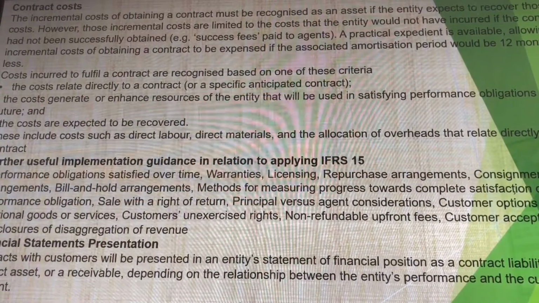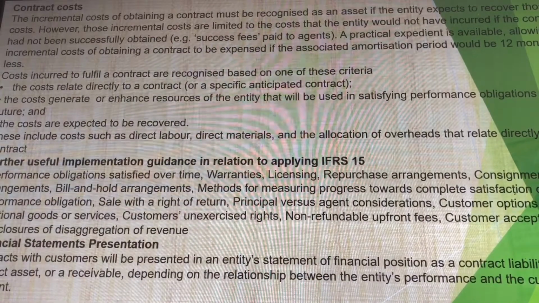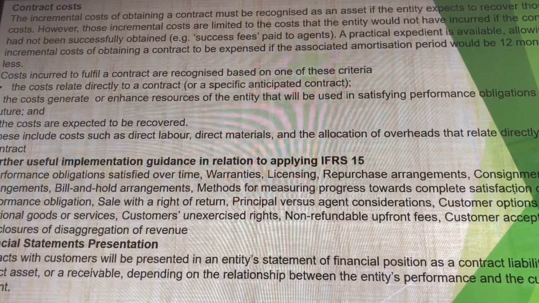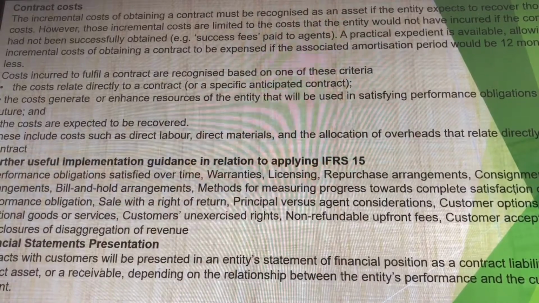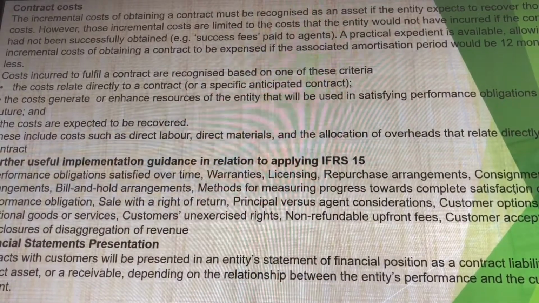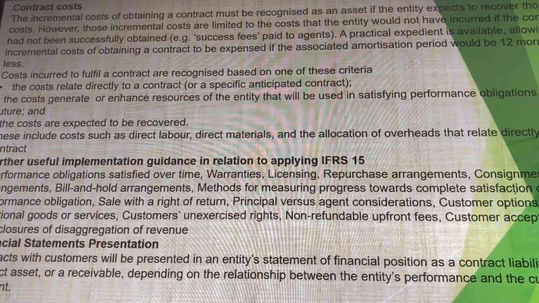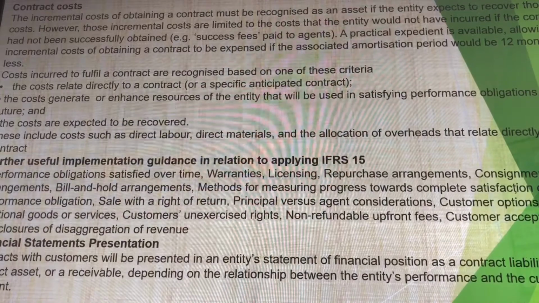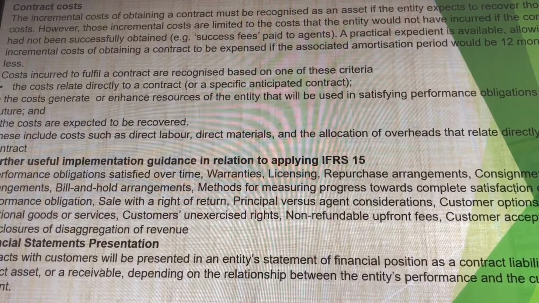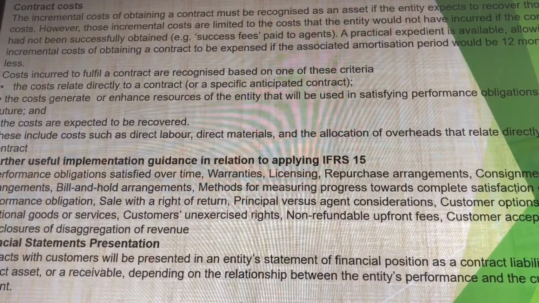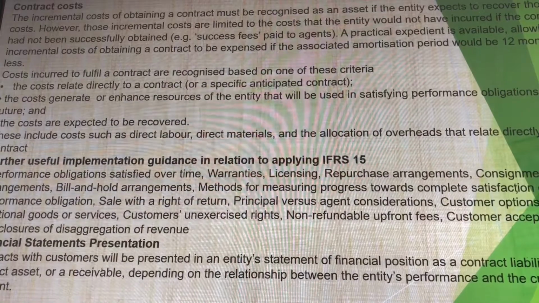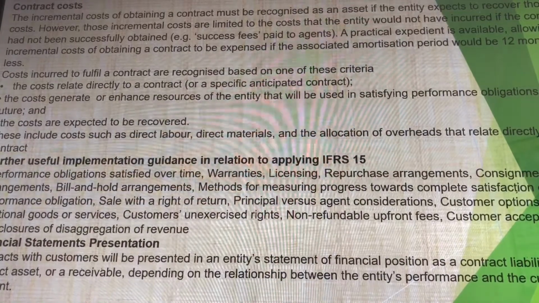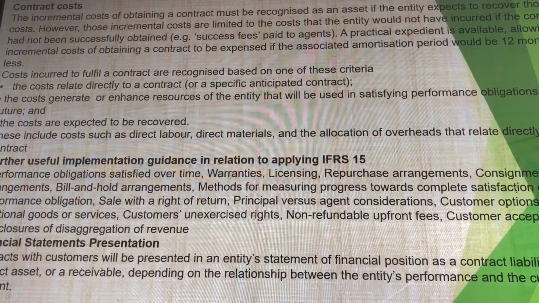So let's talk about further implementation of IFRS 15. Performance obligations satisfied over time, warranty, licensing, repurchase agreements, consignment arrangements, bill and hold arrangements, methods for measuring progress toward complete satisfaction of a performance obligation, sale with a right of return, then principal versus agent considerations, then customer options for additional goods or services, then customers' unexercised rights or non-refundable upfront fees, and disclosure of disaggregation of revenue.